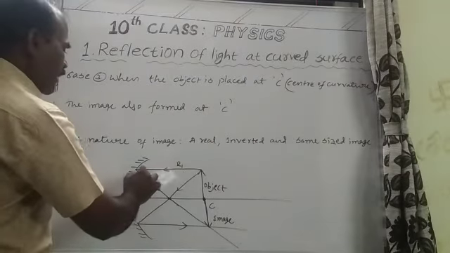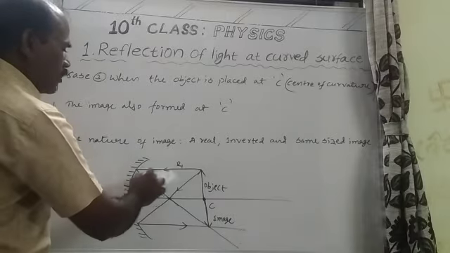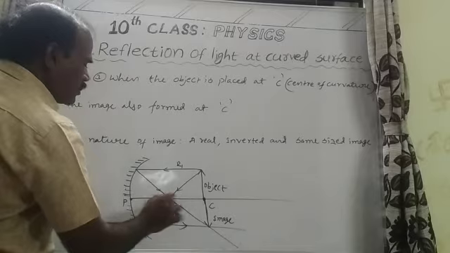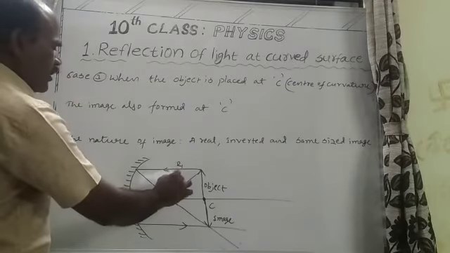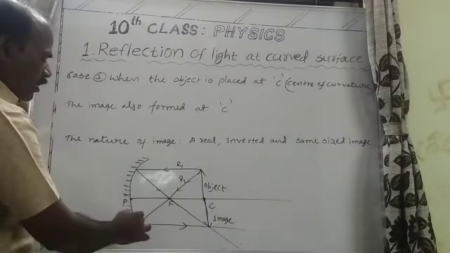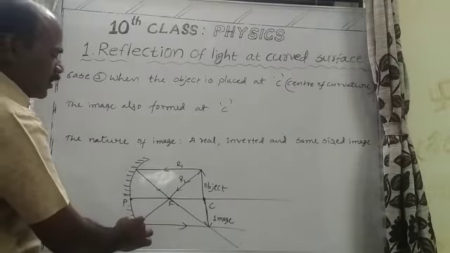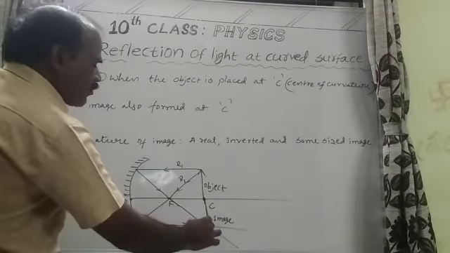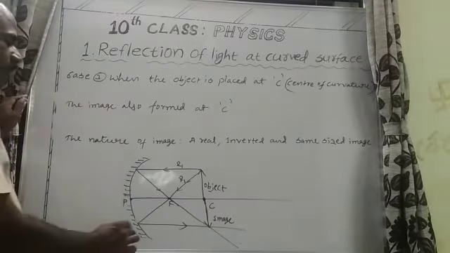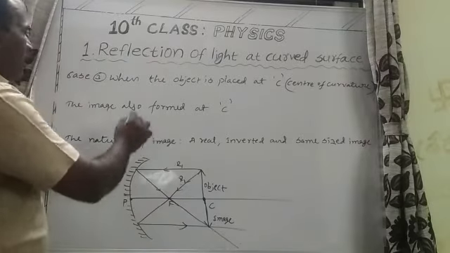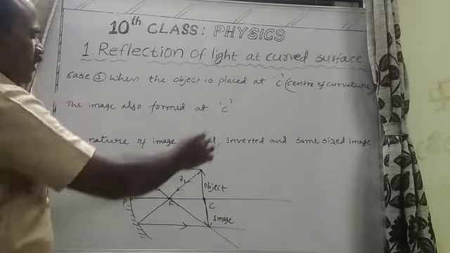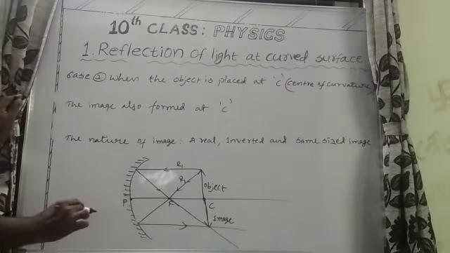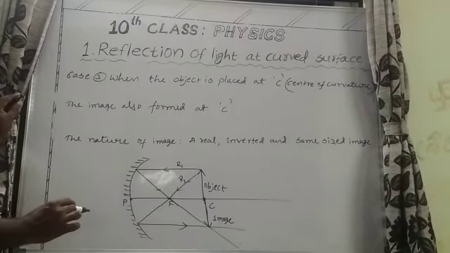This is the incident ray parallel to the principal axis, the reflected ray passing through the focus. Second ray passing through the focus, then the reflected ray parallel to the principal axis. These two rays intersect at one common point, that is the image point. When the object is placed at C, the image is also formed at C. Same size of the image formed at the center of the curvature.